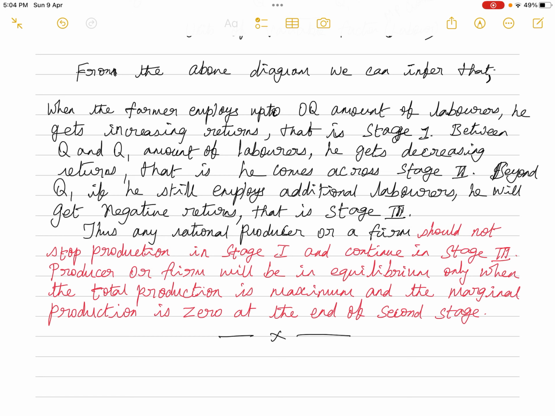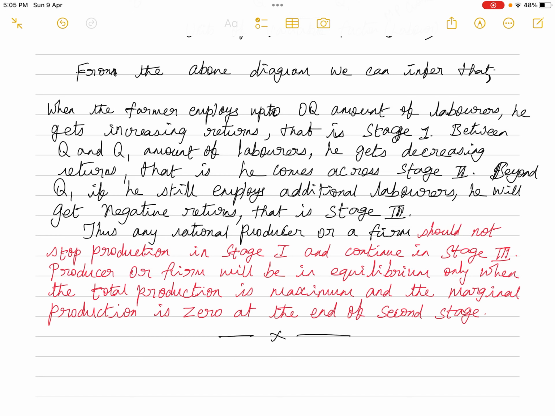Finally, the conclusion. Thus, any rational producer or a firm should not stop production in stage 1. Why should not stop production in stage 1? Because the farmer is still getting the increasing returns. Okay, and average product is positive. Everything, marginal product, average product, everything is positive. Even the total product is increasing. Maybe the rate of increase has decreased, but total product is still increasing.